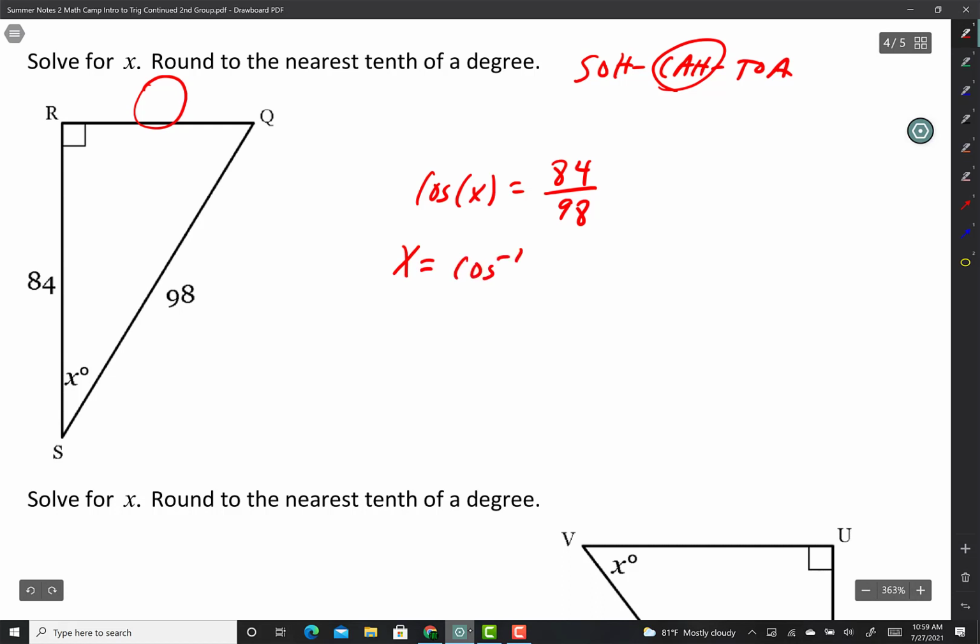Inverse. So here's how you say inverse. You can also say the word arc cosine. A-R-C, it means inverse really. So cosine of -1, put the little -1 there, 84 over 98. And that will give you your answer.